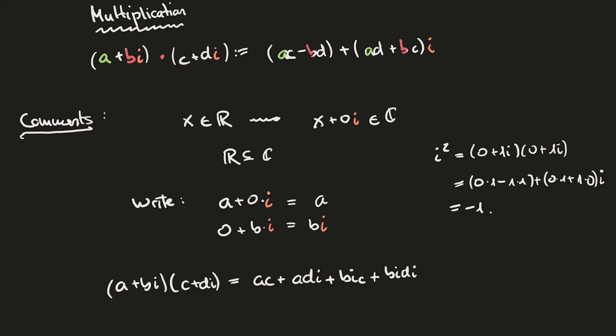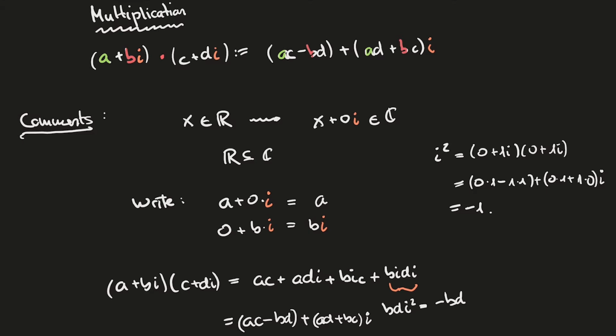And now we note that this term here is just bdi squared, which, if we use the above and say that i squared is minus 1, is minus bd. And now we can collect the terms that contain i and those that don't. So the ones that don't contain i are ac minus bd. And the ones that contain i are ad plus bc. And we have that i, which we factor out to give the standard representation of the complex number.